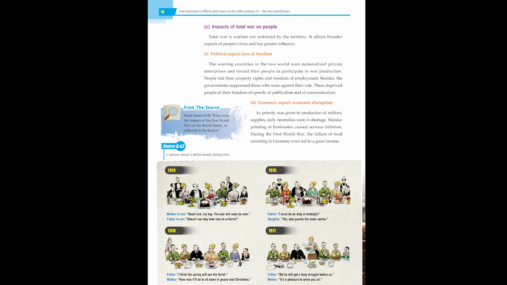C. Impacts of total war on people. Total war is warfare not restricted by territory. It affects broader aspects of people's lives and has greater influence. 1. Political aspect. Loss of freedom. The warring countries in the two world wars nationalized private enterprises and forced their people to participate in war production. People lost their property rights and freedom of employment. Besides, the government suppressed those who were against the rule. These deprived people of their freedom of speech or publication and of communication.